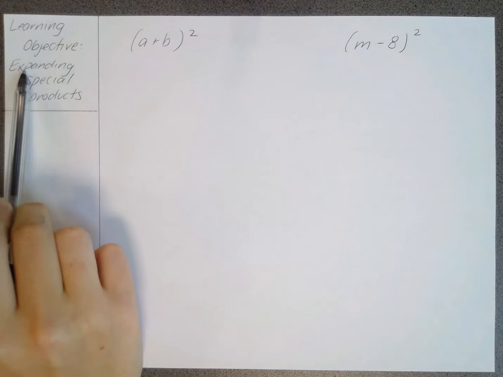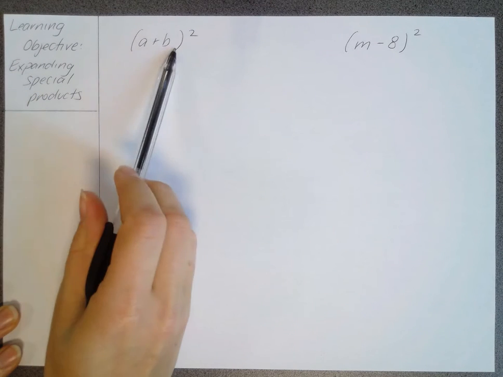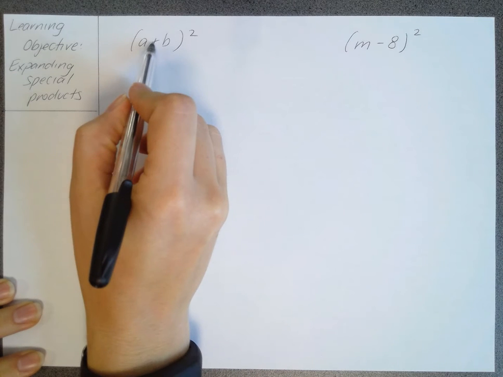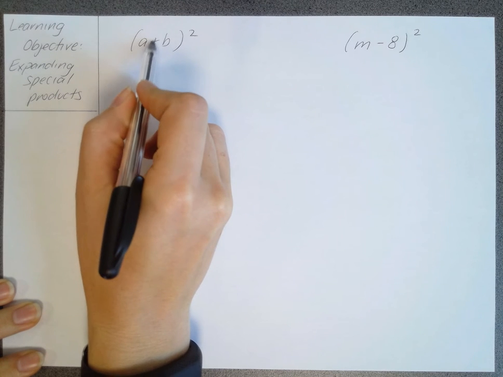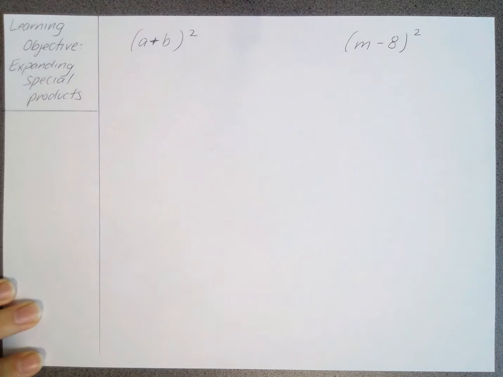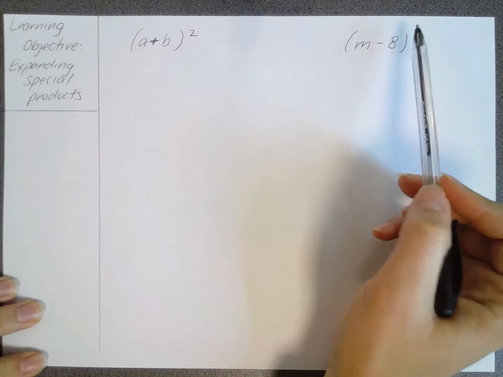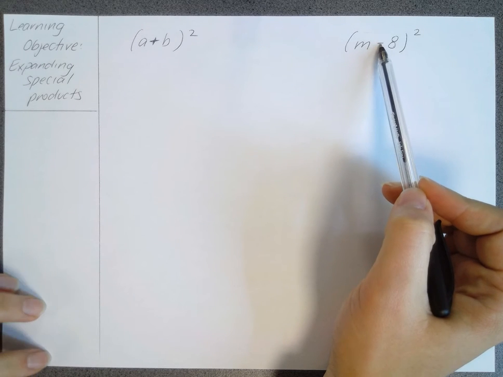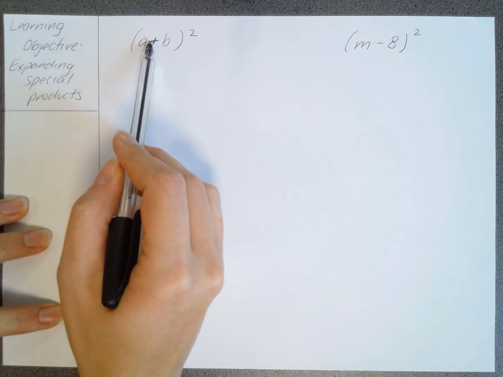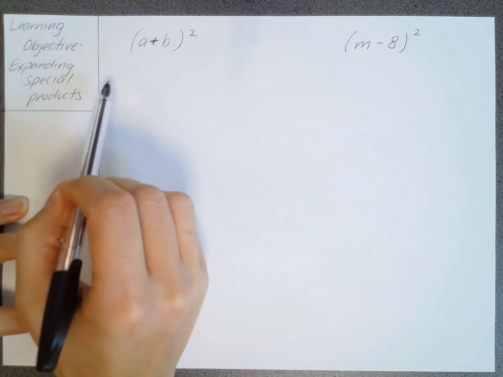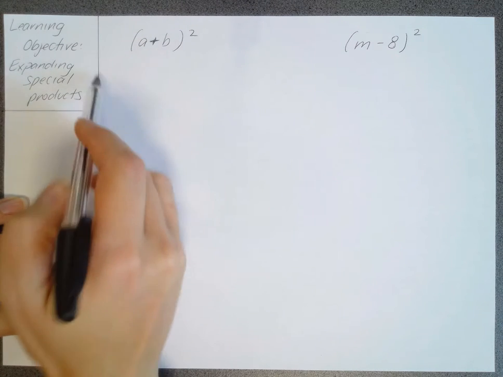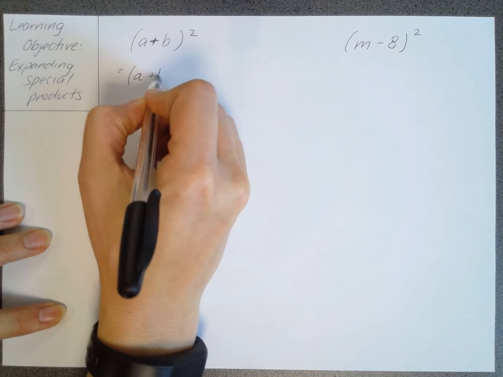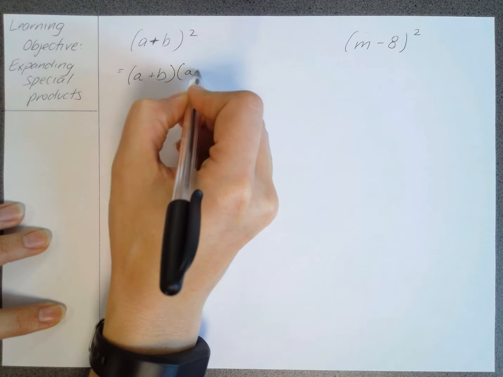In this lesson we are expanding special products, so very similar work to what we've done with expanding binomial products, but this time we're looking at squaring things with these particular characteristics. In this case we might be squaring a bracket with an addition in it, a plus b all squared. So if we had to expand that one out, we'd be looking at a plus b times a plus b.